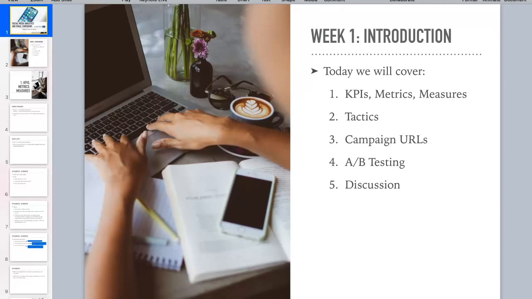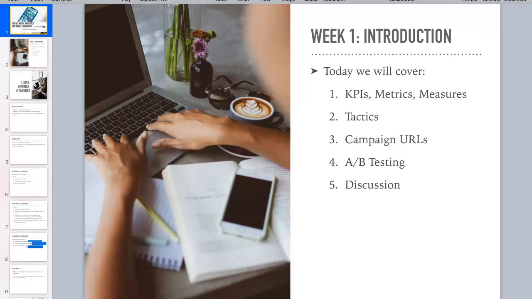So just a quick overview of what we're going to cover today. We'll be discussing KPIs, metrics, and measures. So what do these three things mean? What's the difference and why is it important to differentiate between them? We're also going to be introducing and reviewing tactics and how they affect and could mean the success in any particular KPI, metric, or measurement.